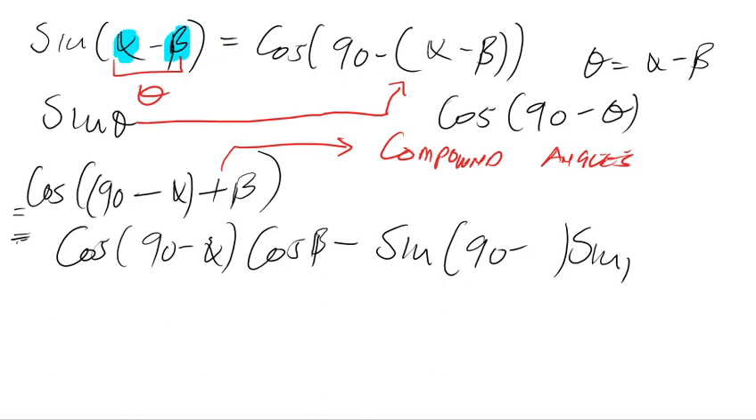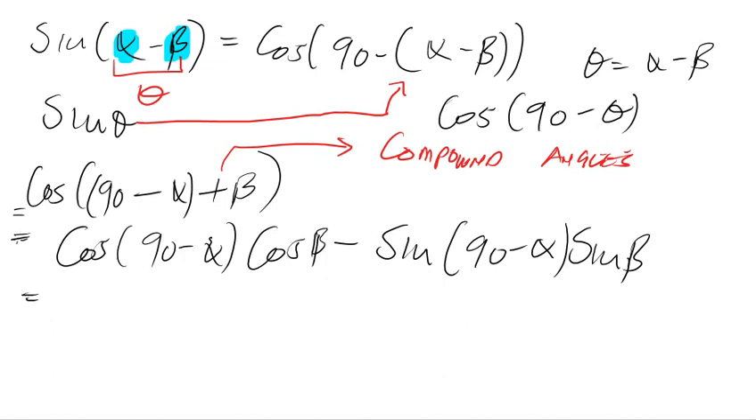Why did I swap them? But it's fine. Let's leave them like that. Even this method can work, it's fine. Sine beta. Then this will equal, what is cos 90 minus alpha?